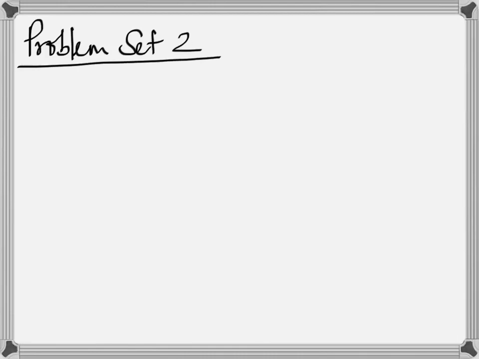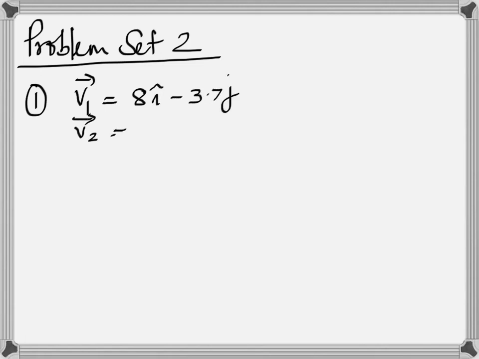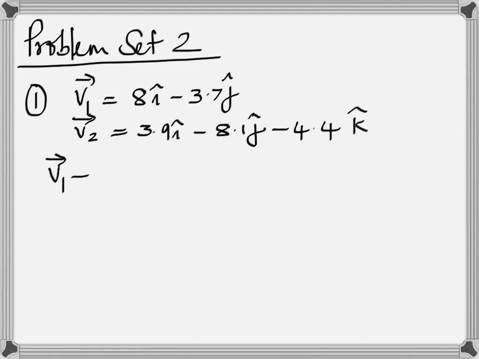Well, here are the answers to problem set 2. Question 1. You're given two vectors. One is 8i minus 3.7j. The second is 3.9i minus 8.1j minus 4.4k. To find the sum of the two vectors, you got to add up the i's, the j's, and the k's individually.